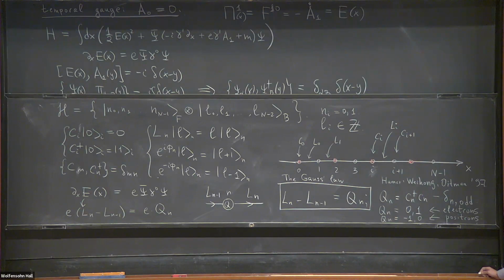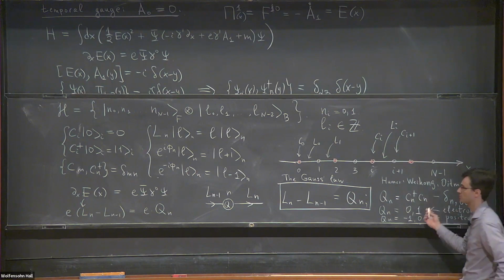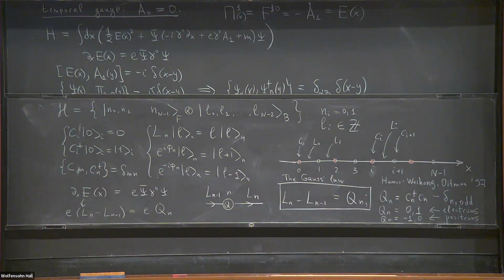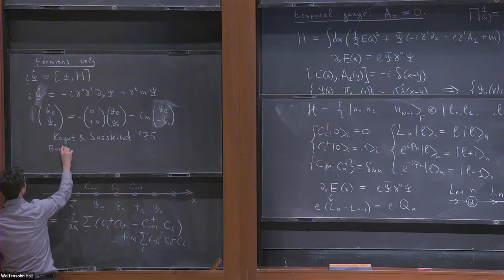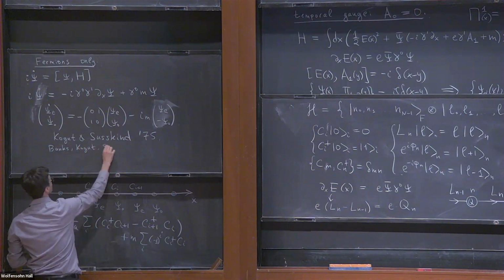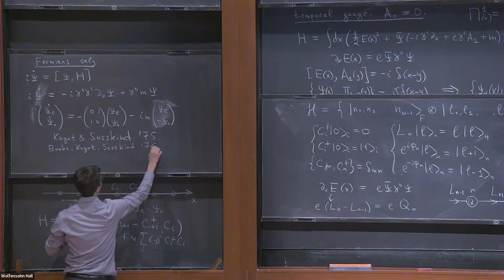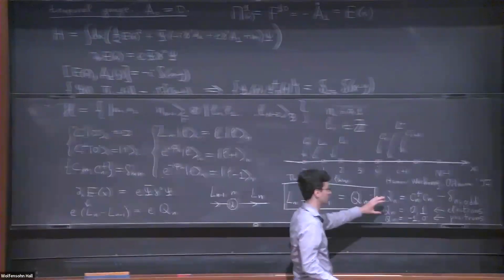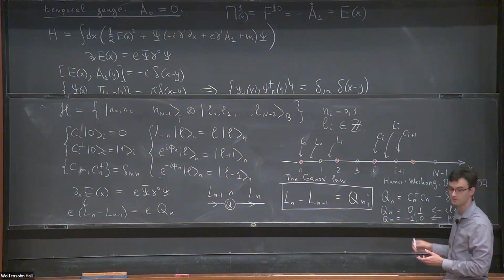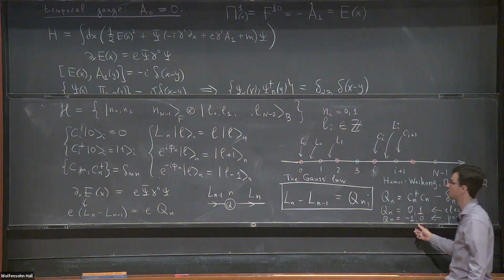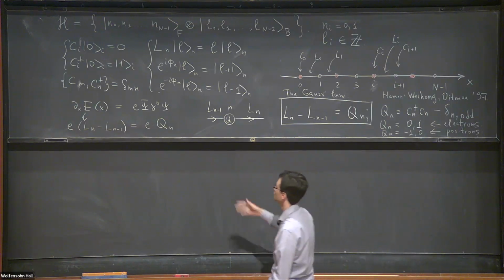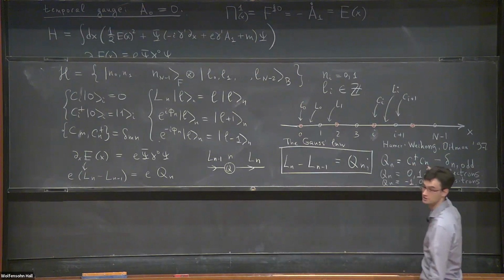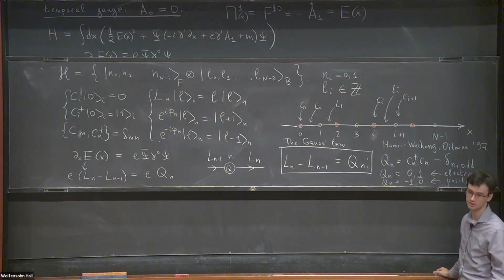It's something we have to put in by hand. In the original paper by Banks, Kogut, and Susskind in '76, they didn't mention the Gauss law. I don't think this is the only way to interpret or deal with it, but it's a way at least. From this equation, naively, you would get just C dagger C.